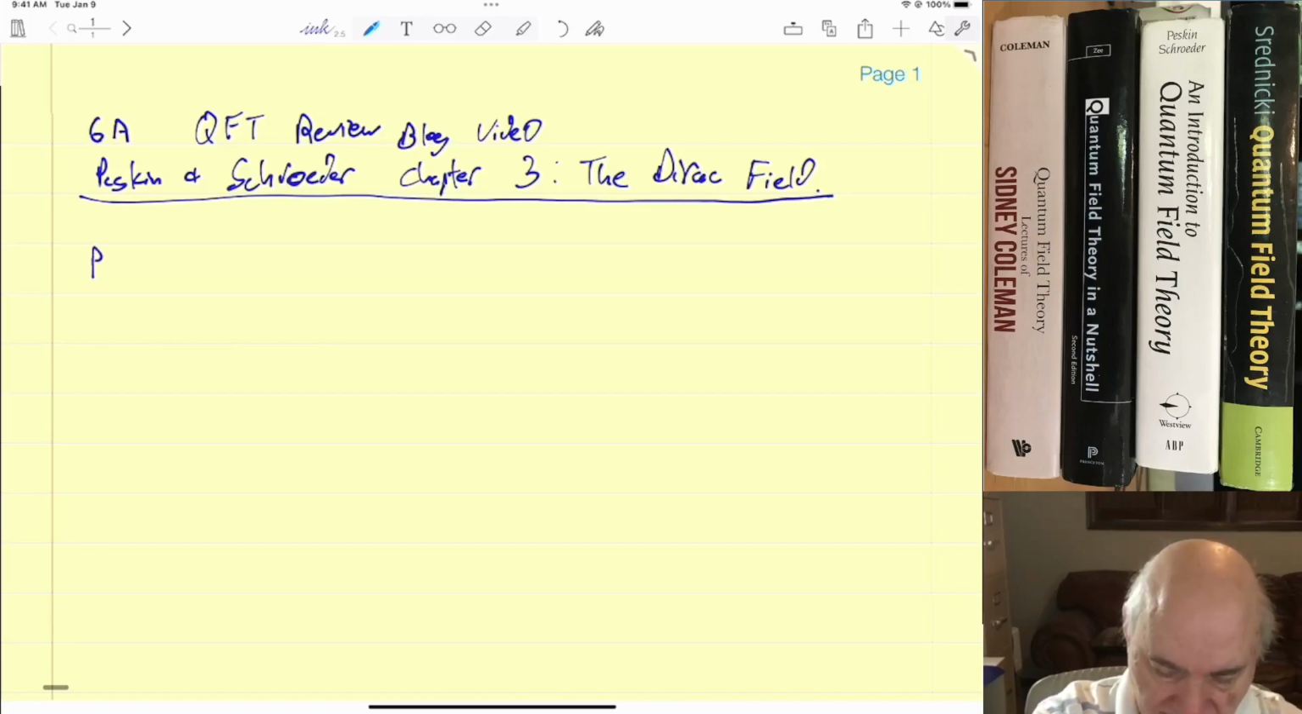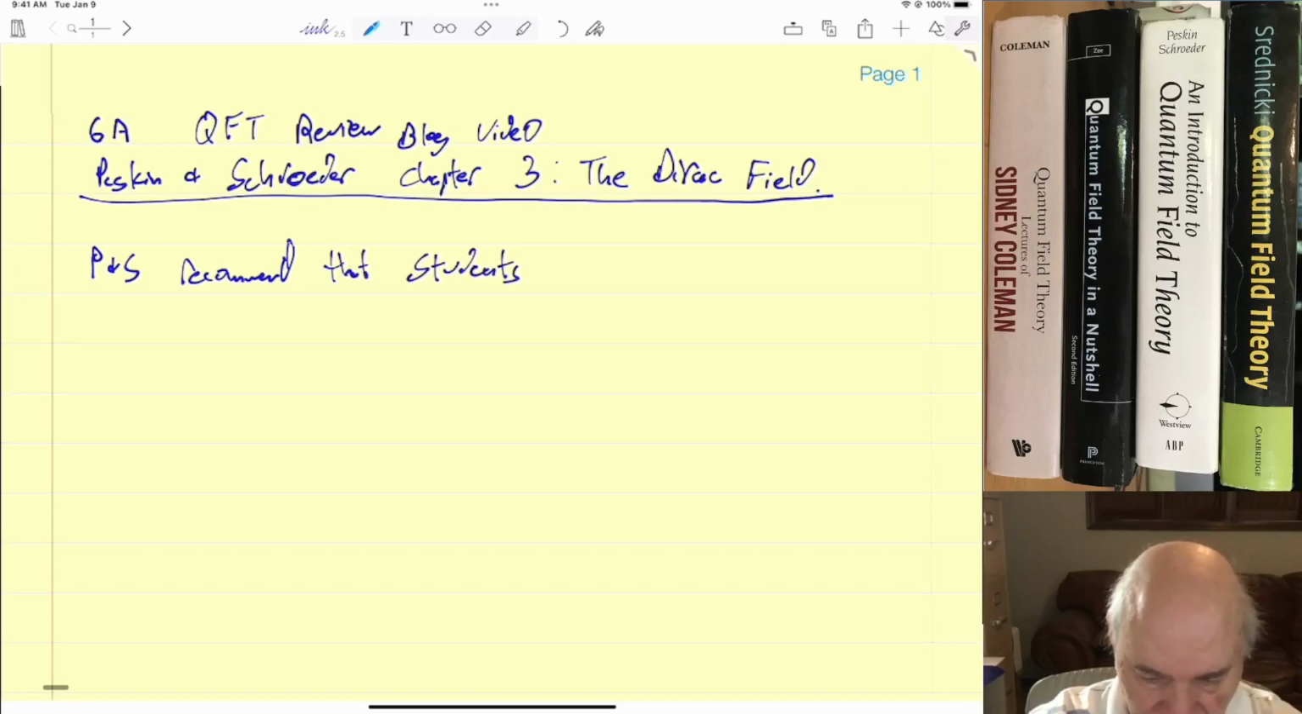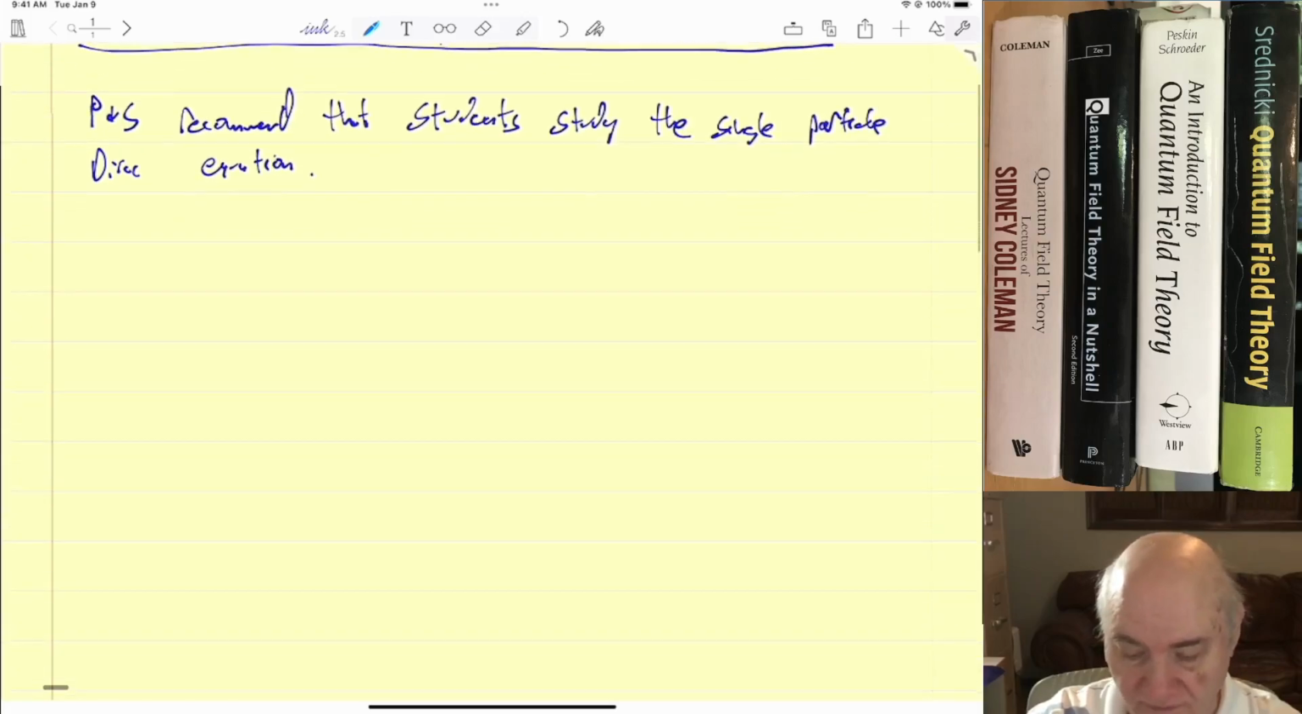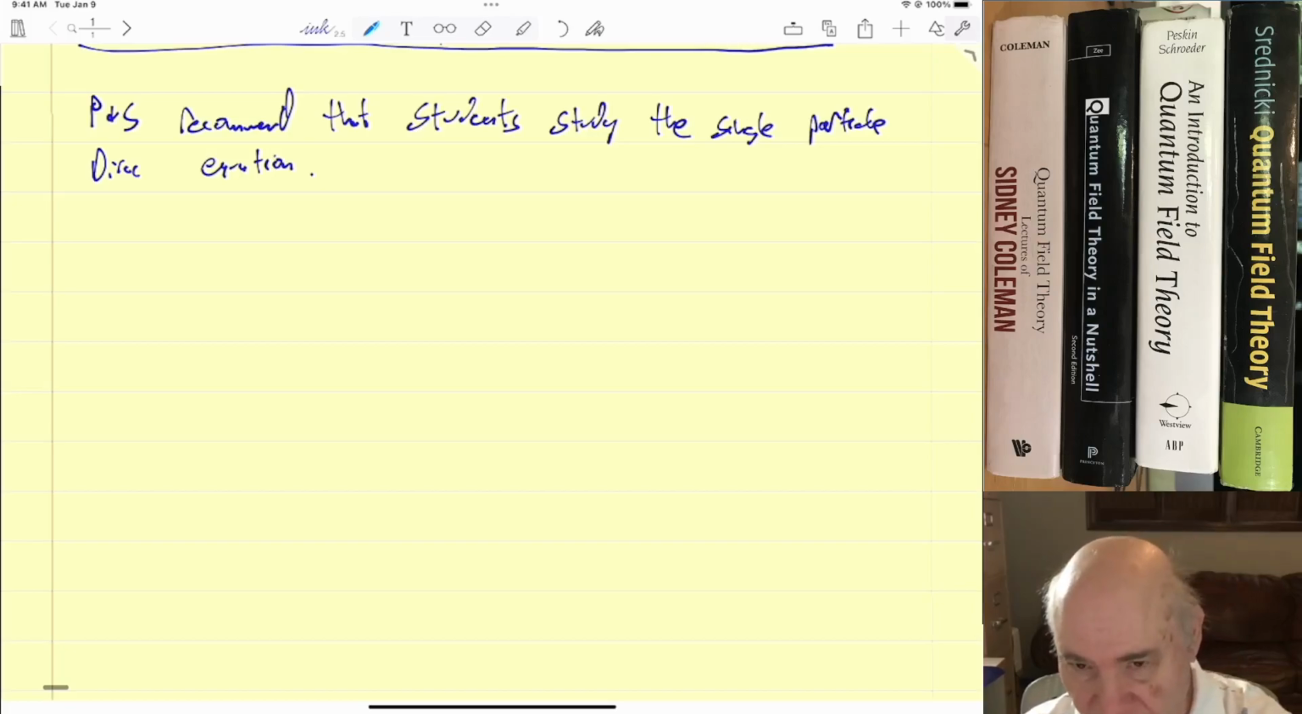So P and S sort of recommend that students at some point in time, either before or after studying their chapter 3, study the single particle Dirac equation. It is probably one of the most important, if not the most important equation of 20th century physics. So it's very important to be thoroughly familiar with this equation.